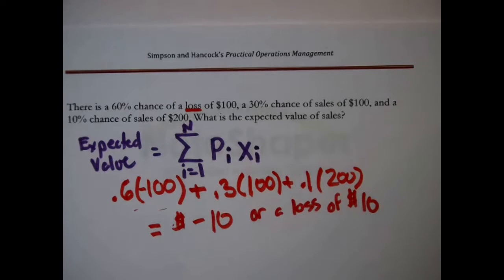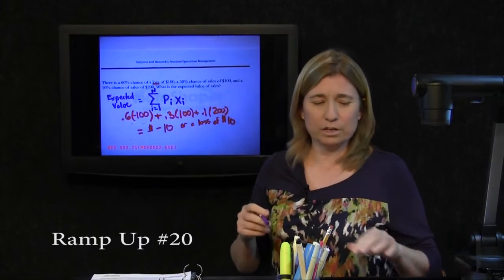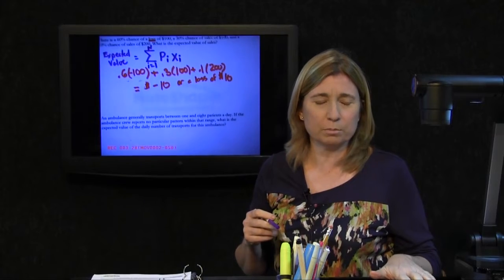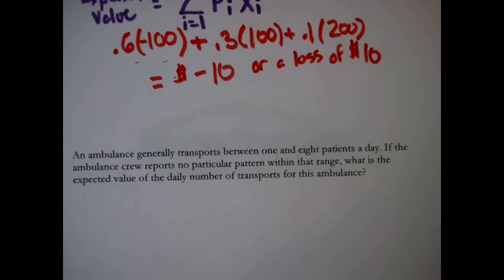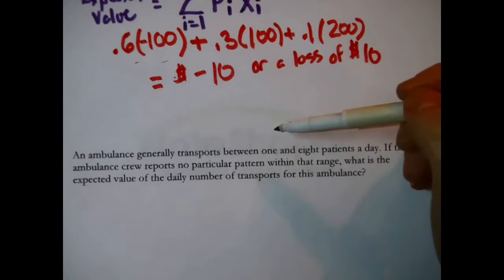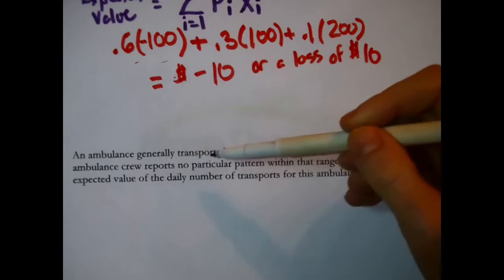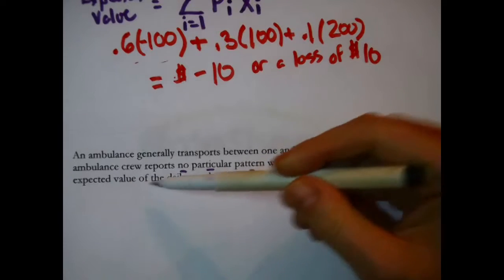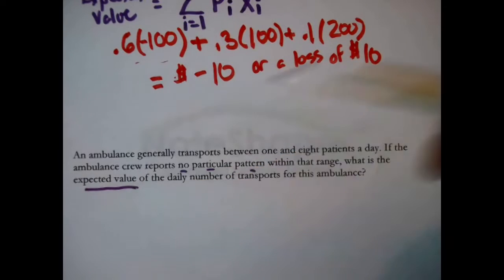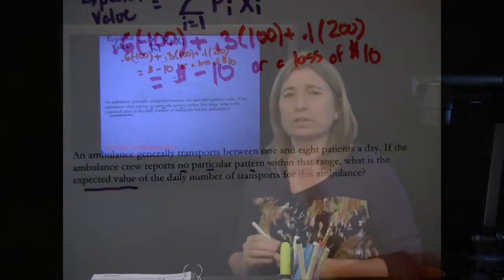So now the next question is also concerning expected value, except you notice that it doesn't have any percent signs. It doesn't quote any probabilities. Well, let's look at it. An ambulance generally transports between 1 and 8 patients a day if the ambulance crew reports no particular pattern. Within that range, what is the expected value? It's asking for the same thing that we were doing with sales, of the daily number of transports for this ambulance. Now, one important issue to recognize here is, what are the future states of nature?